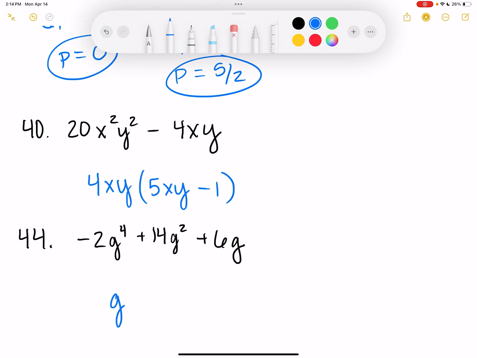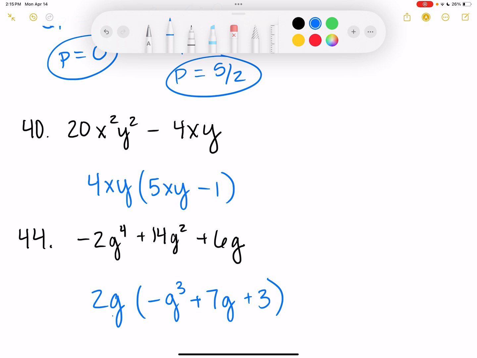A 2, right? That's the biggest number I can take out of everything, because 2 is the smallest number. So I'm going to take out a 2. That would leave me with negative, subtract 1 from the exponent, so that would be g cubed. Plus, take out a 2, that would be 7. Take out a g, so that would leave me with g. And then over here, 6 divided by 2 is 3. G divided by g is just 1. And so this would be 2g times negative g cubed plus 7g plus 3.